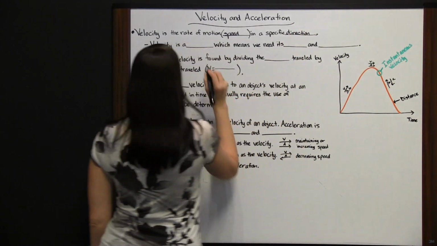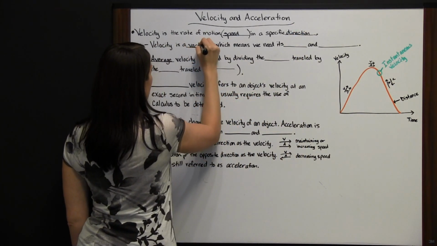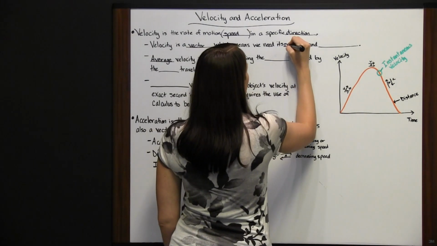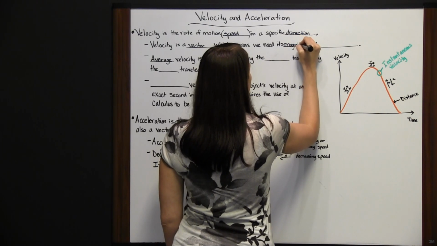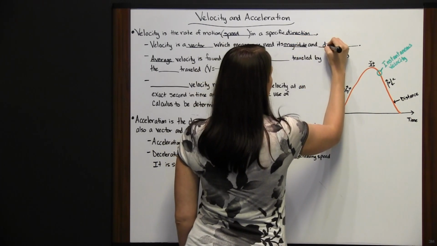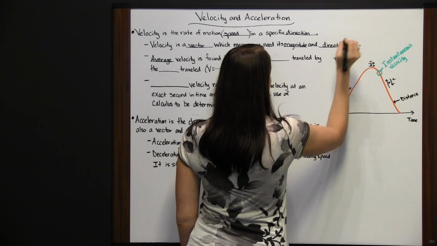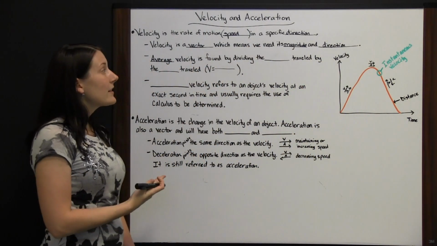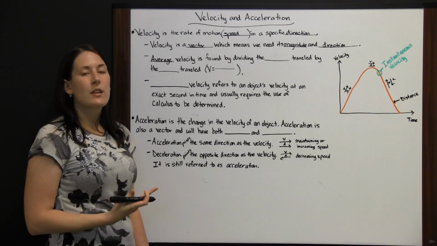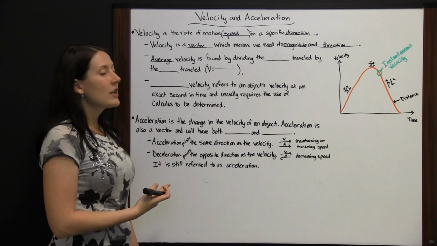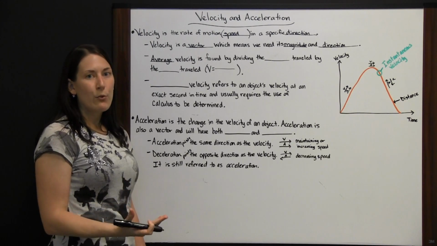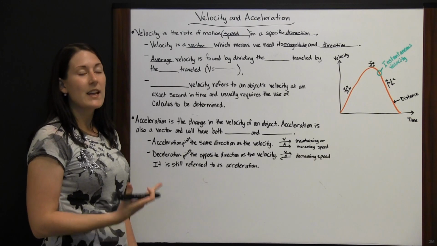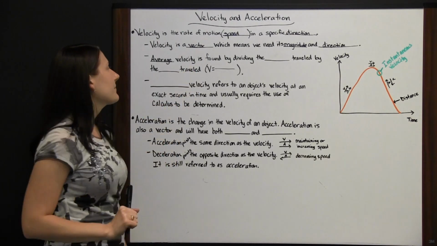This means that velocity is a vector. We need both its magnitude, or value, and its direction. If we only know the speed, that is not the velocity. We have to also know the direction. So if we just know we're going 30 miles an hour, that is only our speed. If we know we're going 30 miles an hour in a southwest direction, then our velocity is 30 miles an hour southwest, and that is a vector.